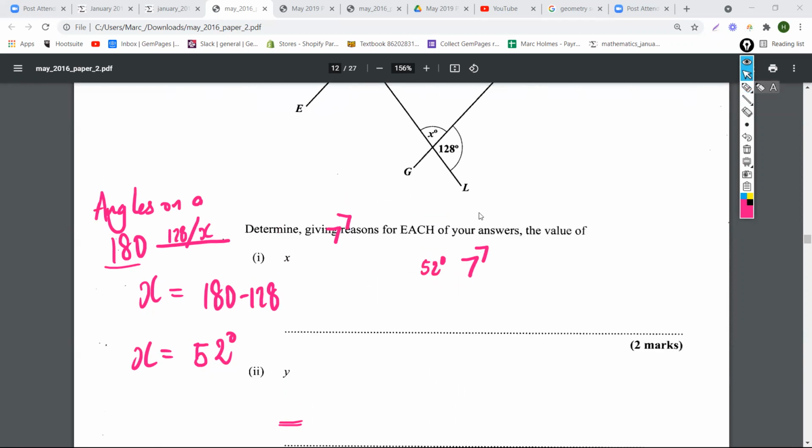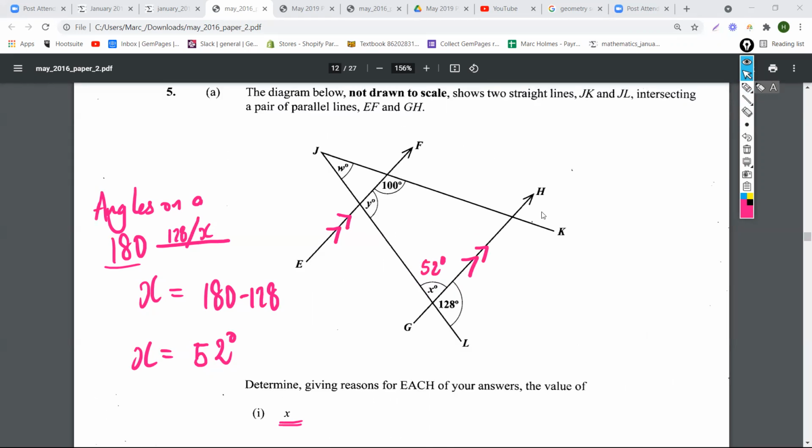So let's scroll down. The next thing to find is y. We need to think about this one now. How would we find that y over here? That's something to think about. How to find the y. The lines are parallel. Let's think about this one carefully.